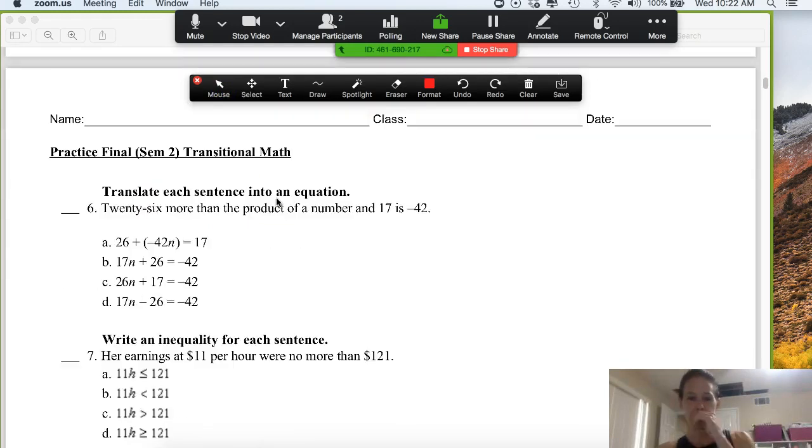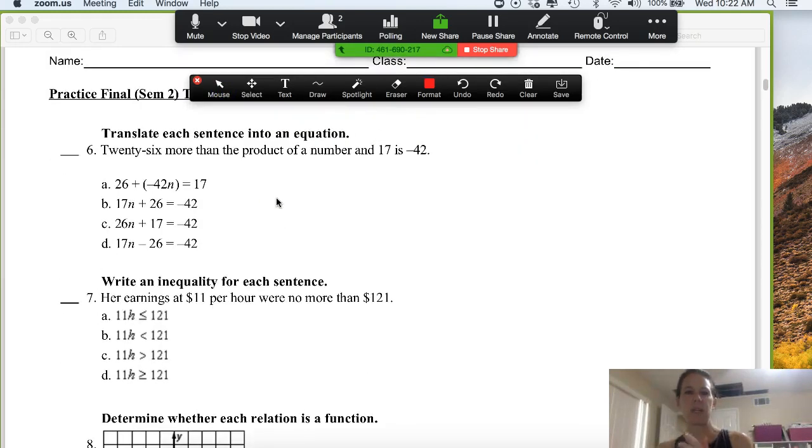So, okay, let's go ahead and look at number 6. 26 more than the product of a number and 17 is negative 42. I just want you to write that down. I'm going to say it to you and you write down what I say. Okay? 26 more than a product of a number.